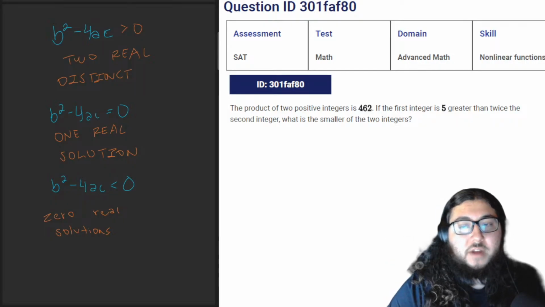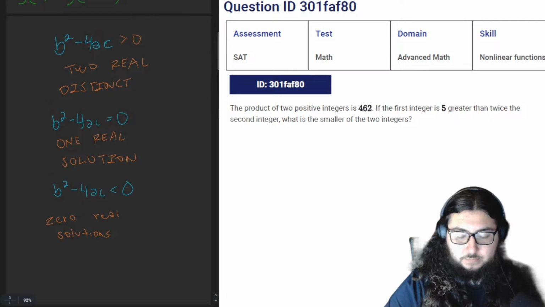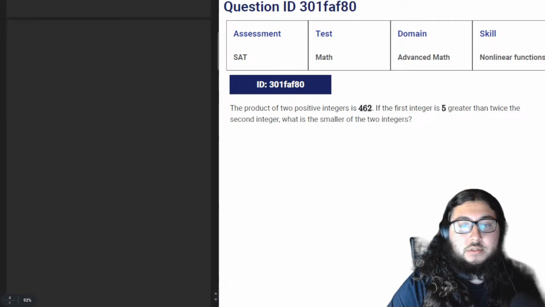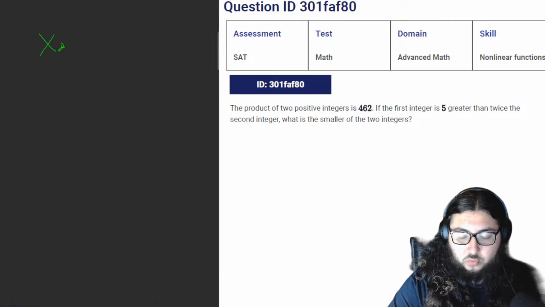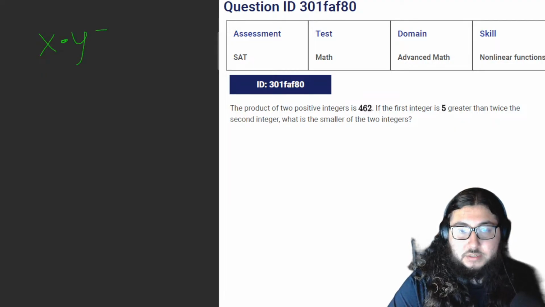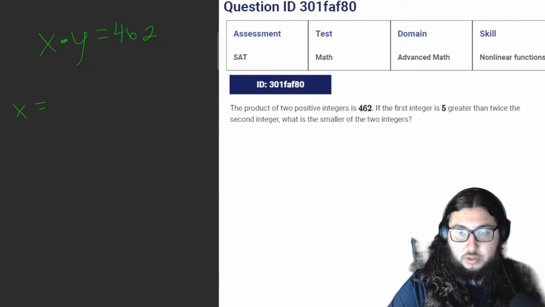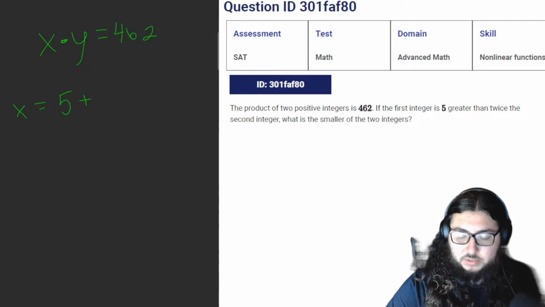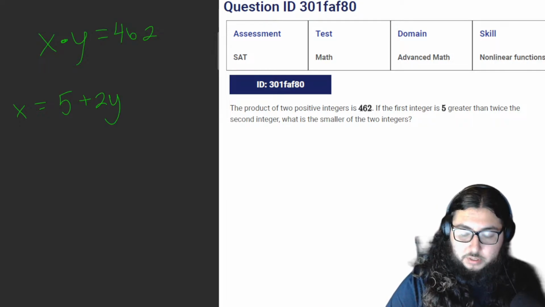So the product of 2 positive integers is 462. If the first integer is 5 greater than twice the second integer, what is the smaller of the 2 integers? So we say the product of 2 positive integers, that means x times y is equal to 462. If the first integer x is equal to 5 greater than twice the second integer, so 5 plus 2y, what is the smaller of the 2 integers?